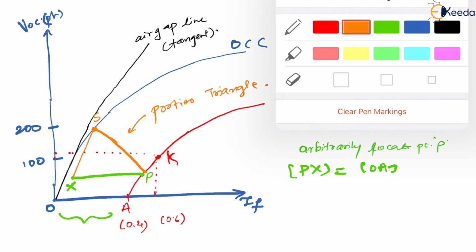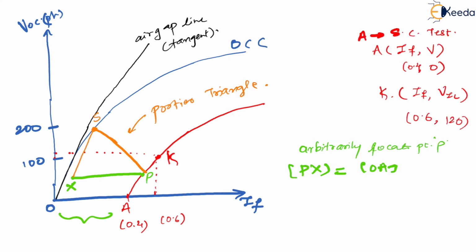Now what I will do, I will drop a perpendicular from here, like this, okay? And this particular perpendicular length is nothing but the IAXL value that you need. The IAXL value, the leakage drop value that you need, is nothing but here, IAXL.